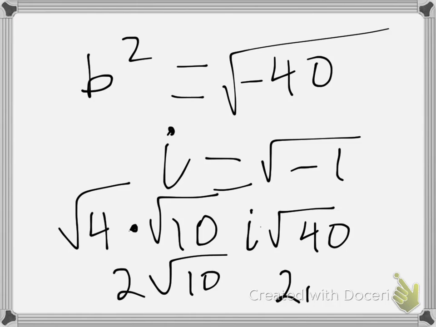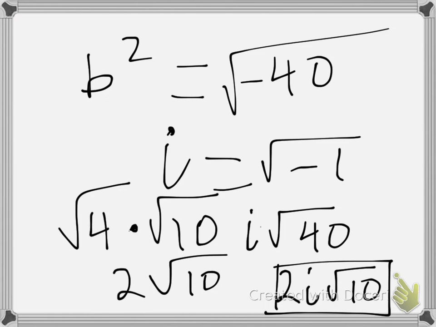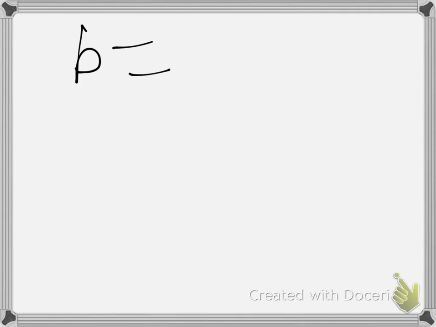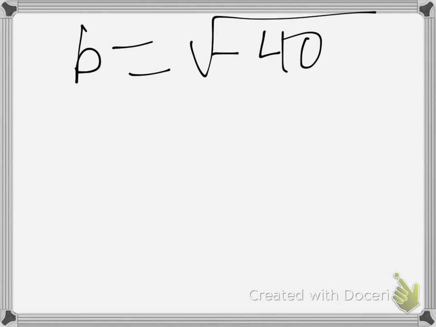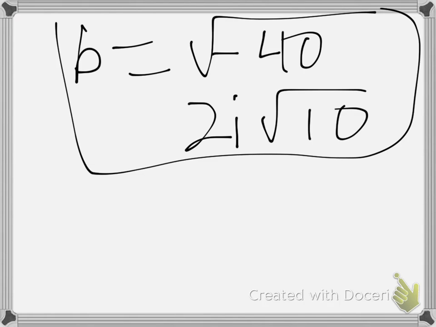But you have to include the i too. This is simplifying. But you could just leave it as the square root of negative 40, or 2i root 10.